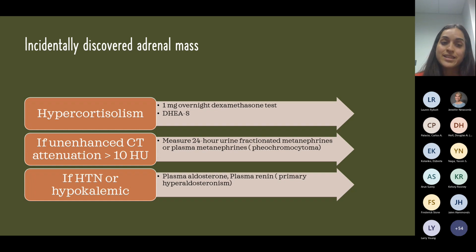If we have an unenhanced CT scan where the Hounsfield units are more than 10, we need to check the workup for pheochromocytoma. And we can order a 24-hour urine collection for metanephrines or plasma metanephrines. And if we have a patient with an adrenal incidentaloma who has high blood pressure or hypokalemia, we also need to check for primary hyperaldosteronism. And the main test that we're going to order, and we'll see it later, is the aldosterone and plasma renin.